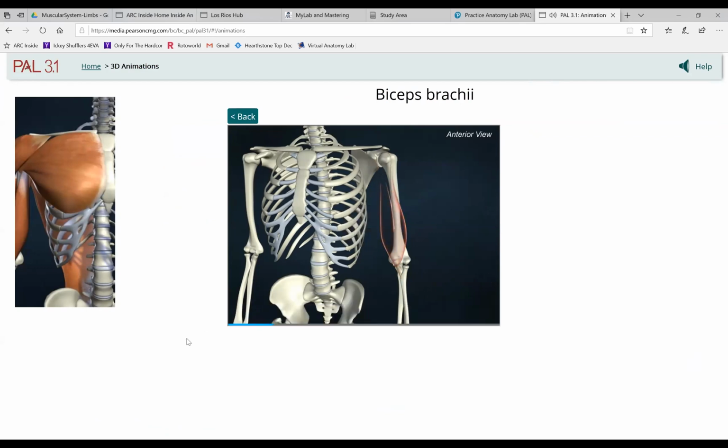The origin of the long head is from the supraglenoid tubercle of the scapula. The origin of the short head is from the tip of the coracoid process of the scapula. The two heads insert by a common tendon onto the radial tuberosity and by the bicipital aponeurosis, which blends with the deep fascia on the medial aspect of the forearm.